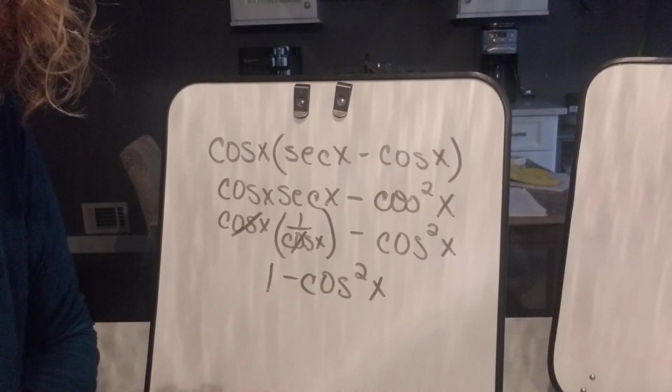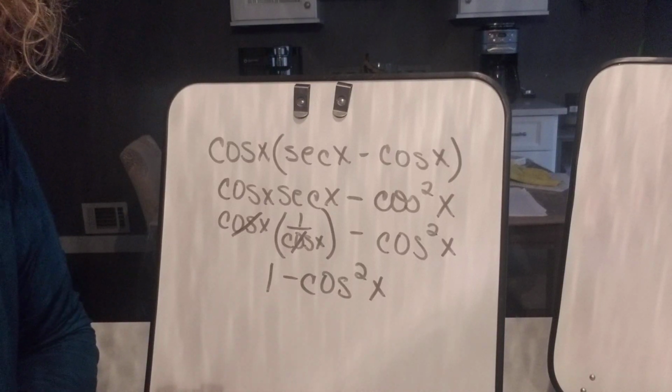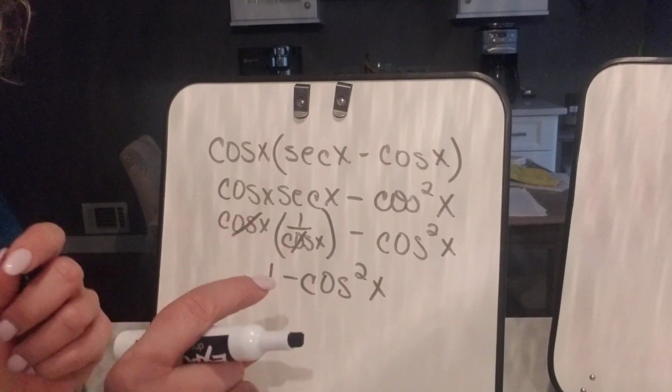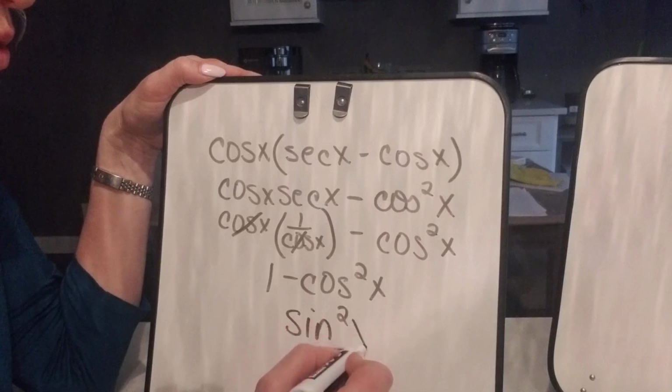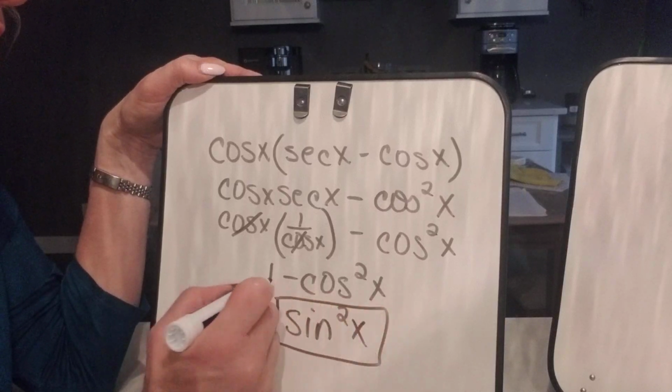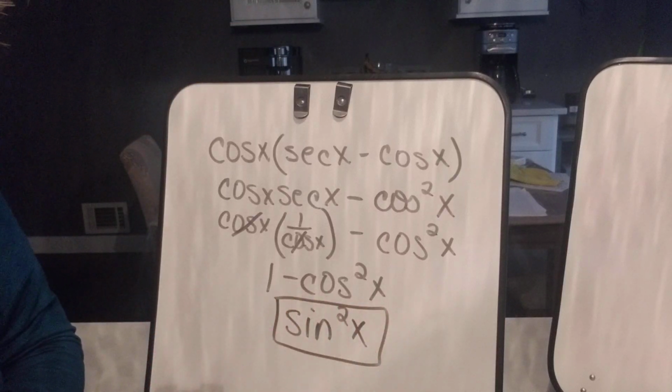And 1 minus cosine squared x is just one of those Pythagorean identities flipped around. So this really equals sine squared x. Okay, so that's another problem we can do.